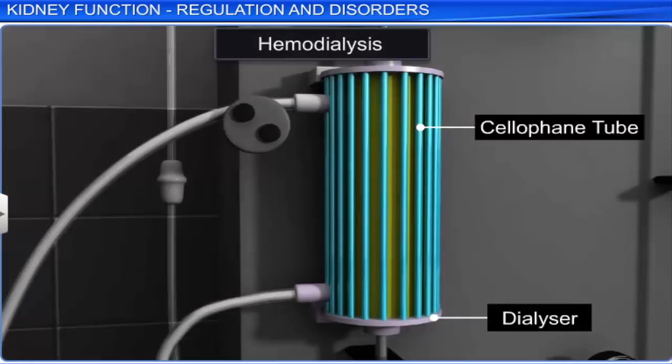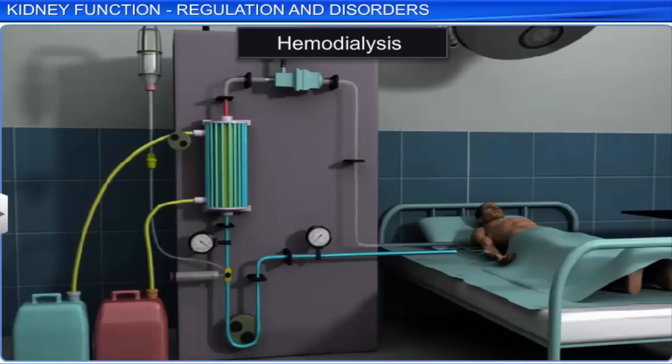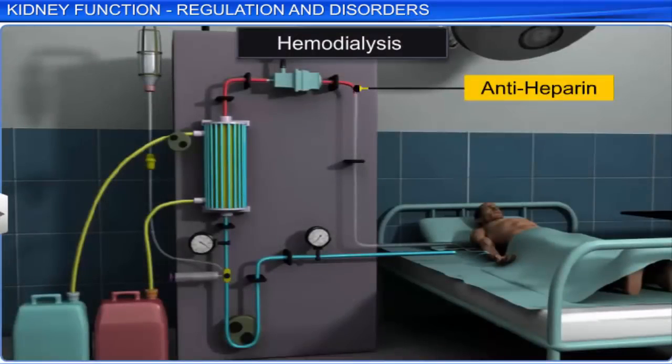The membrane of the cellophane tube is porous and allows molecules to pass through it based on the concentration gradient. These molecules are the nitrogenous wastes to be removed from the blood. The absence of nitrogenous wastes in the dialyzing fluid helps urea to easily move out, thereby clearing the blood. Antiheparin is added to this cleared blood, and it is pumped back into the body through a vein.